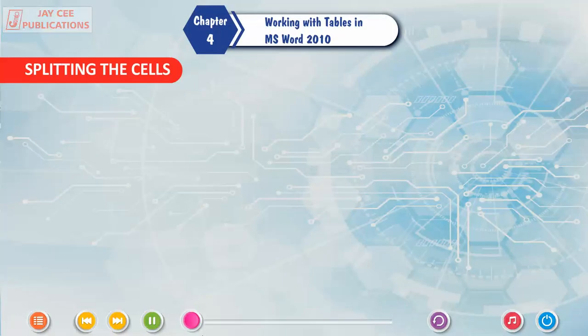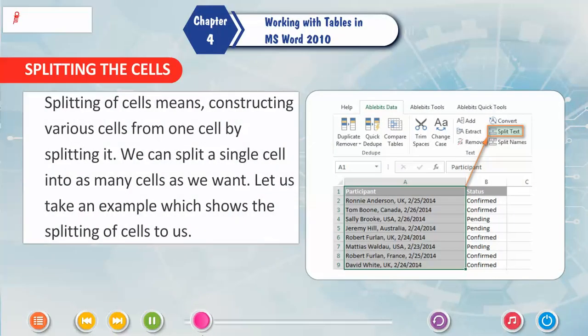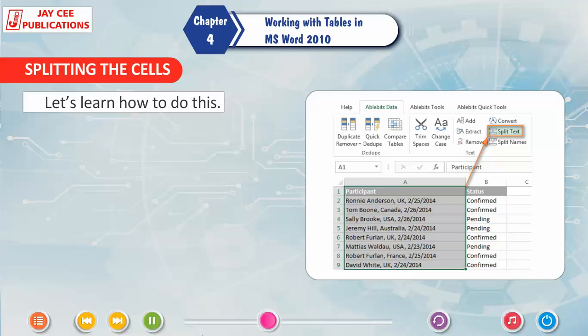Splitting the cells. Splitting of cells means constructing various cells from one cell by splitting it. We can split a single cell into as many cells as we want. Let us take an example which shows the splitting of cells to us. Let's learn how to do this.